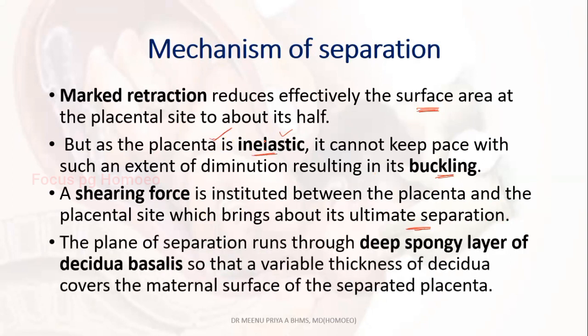And the plane of separation runs through the deep spongy layer of the decidua basalis. So this can be a question: what is the plane of separation of the placenta from the uterine cavity? It is the deep spongy layer of the decidua basalis. So a variable thickness of decidua covers the maternal surface of the separated placenta.